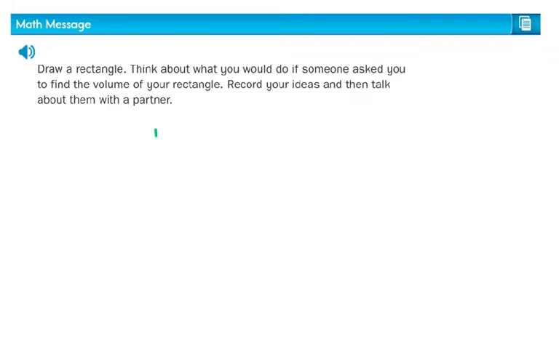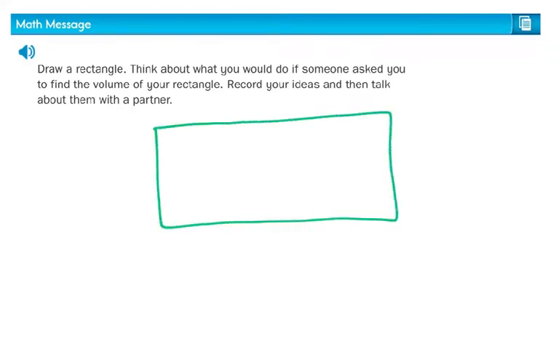I want you to go ahead on your whiteboard and draw a rectangle. I want you to think about what you would need to do if somebody asked you to find the volume of your rectangle. You don't have to record your ideas, but I want you to think about it. Volume. What did you learn about volume the other day? Think about that for a second. Could you figure out the volume? Remember, we found that the volume is the amount of space inside a solid figure, but the figure has to be three-dimensional. Right now, this is two-dimensional, isn't it?